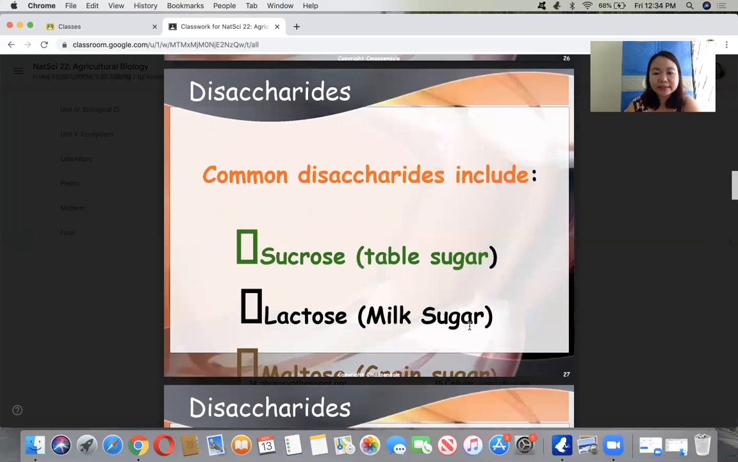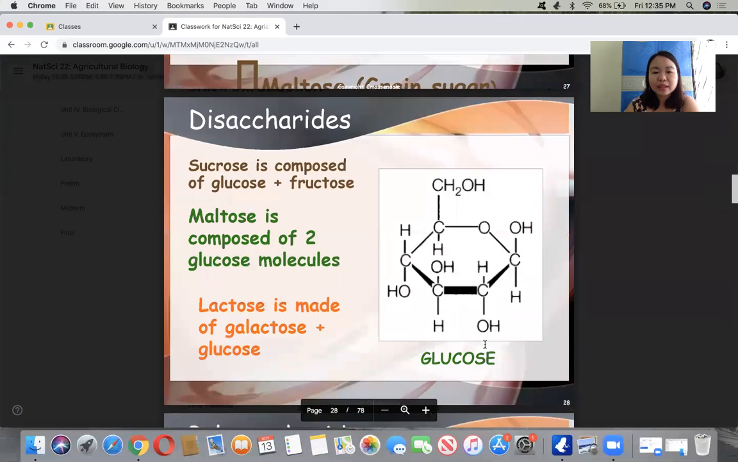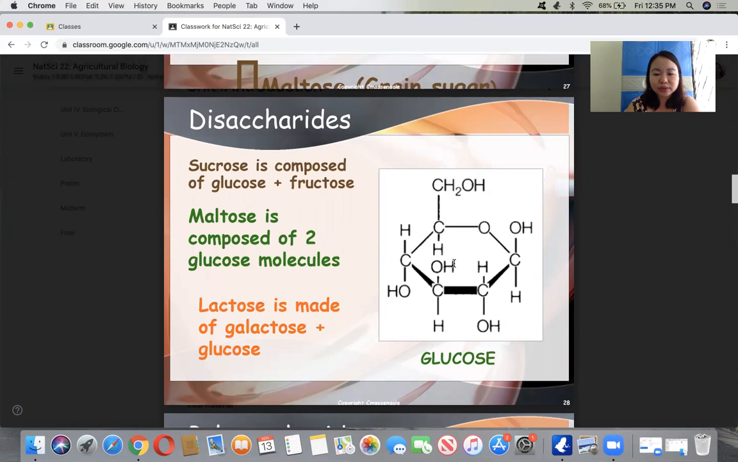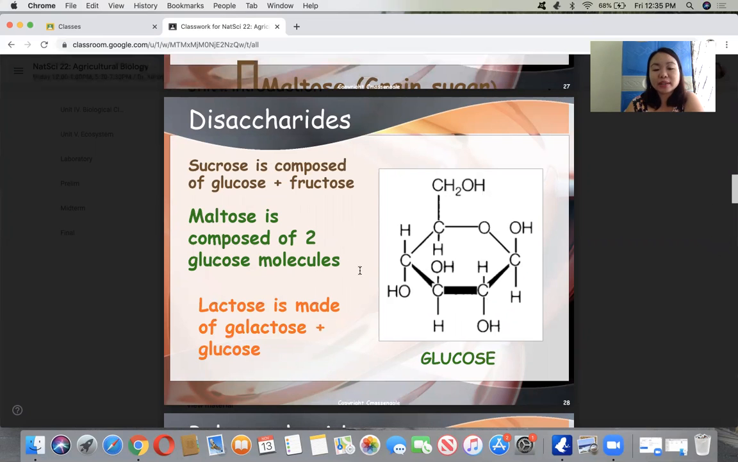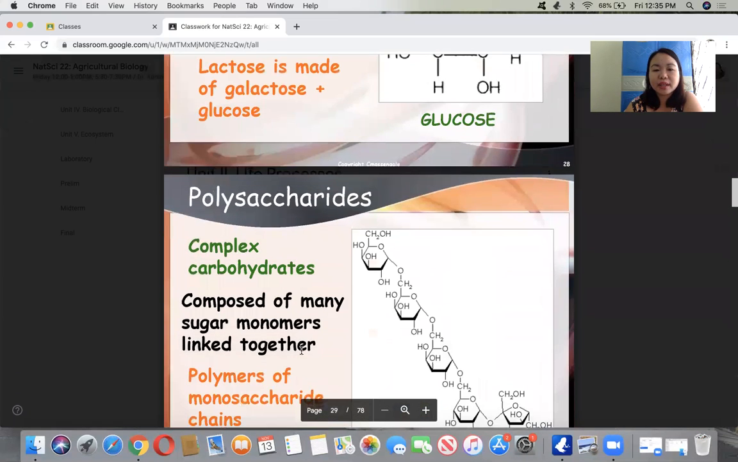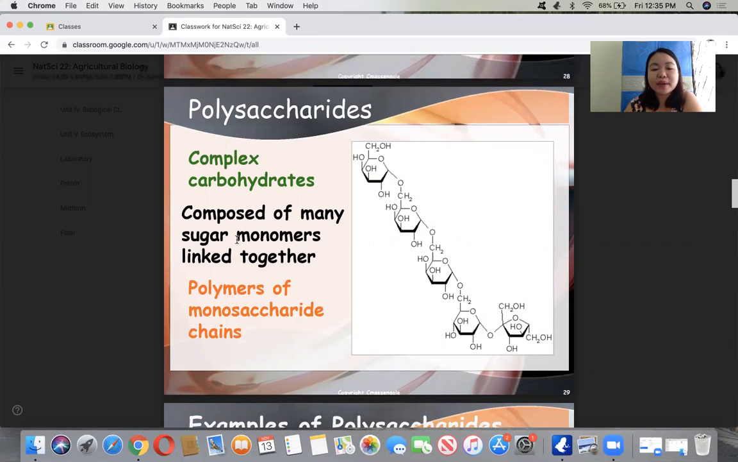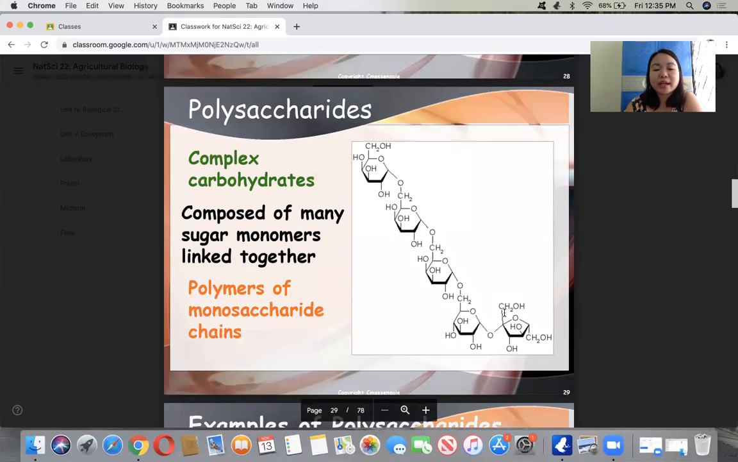So disaccharides, common examples are sucrose, or table sugar, lactose, milk sugar, and maltose, or grain sugar. Sucrose is composed of glucose and fructose. Glucose is a monosaccharide, remember, and maltose is composed of two glucose molecules, and lactose is made up of galactose and glucose. So polysaccharides are complex carbohydrates composed of many sugar monomers linked together, polymers of monosaccharide chains.